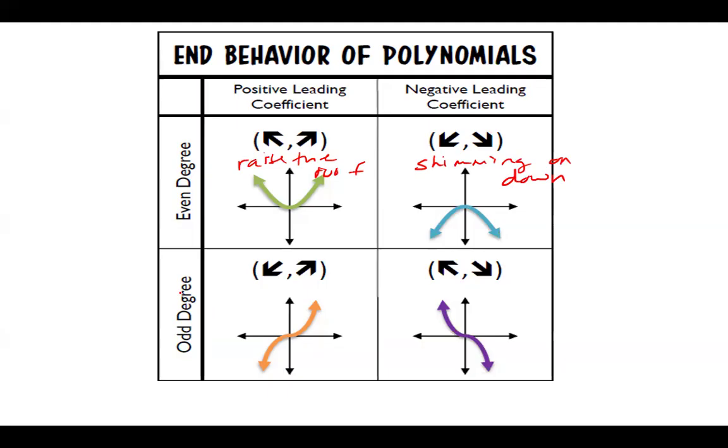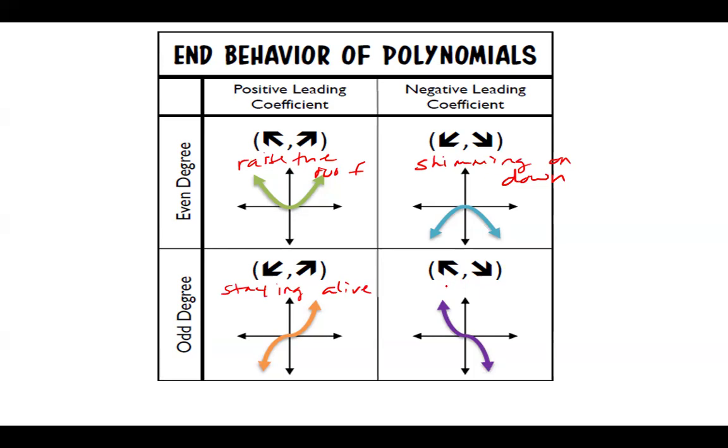If you have an odd degree and a positive leading coefficient, your right side is going up, but your left side is going to be going down. They have opposite behaviors. We call this staying alive. You'll see once we start dancing.